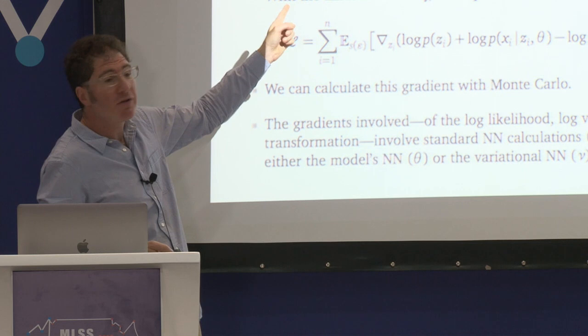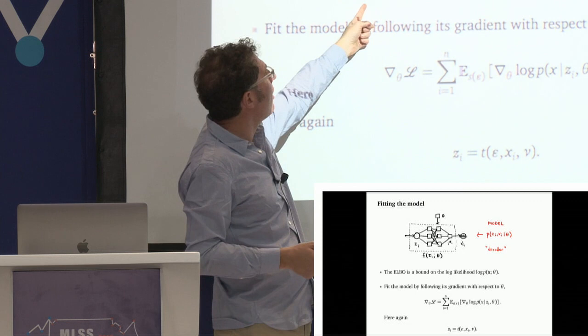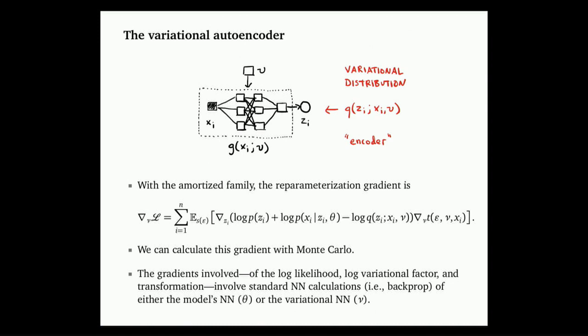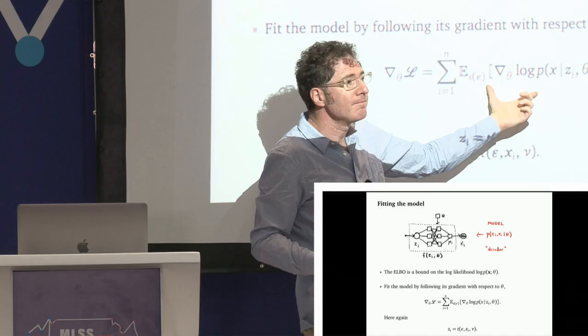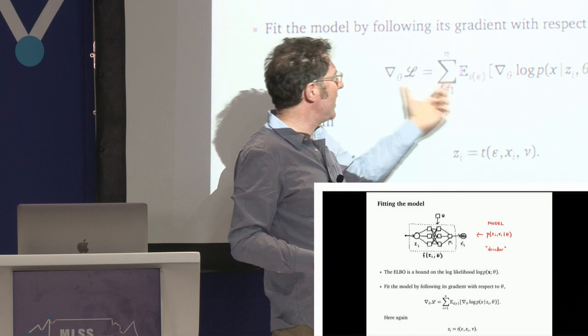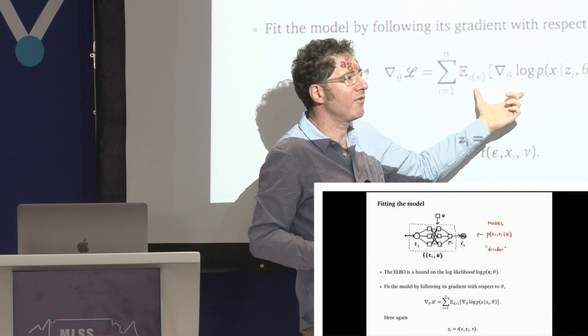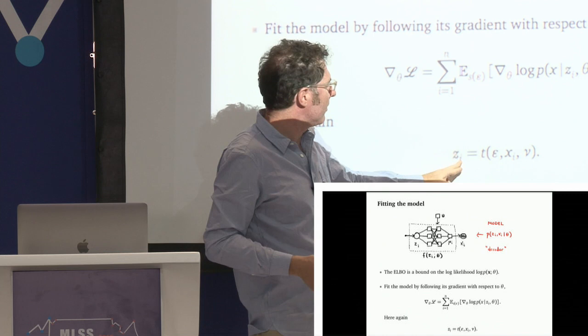Well, the ELBO, as we've been talking about, is also a bound on the log likelihood. So one thing I can do is fit the model following its gradient with respect to theta. If I take this objective function on the previous slide, but only look at the terms that depend on theta, the model parameters, I just get the expected log likelihood. Fitting theta to this expected log likelihood is a proxy for fitting the model parameters. It's a bound, but it's pretty good. This is called variational EM when you do this.